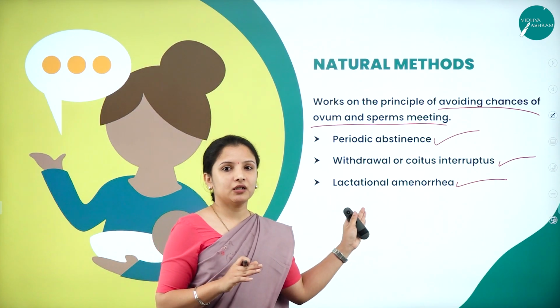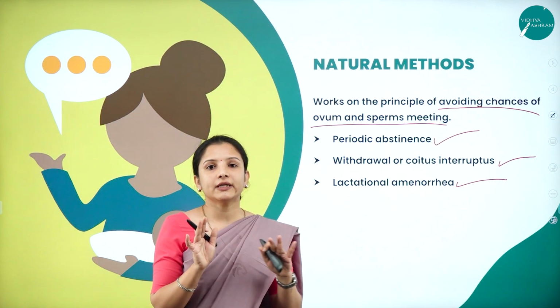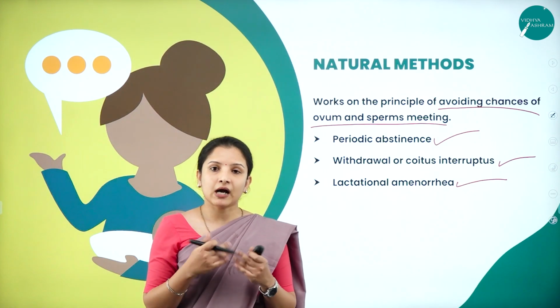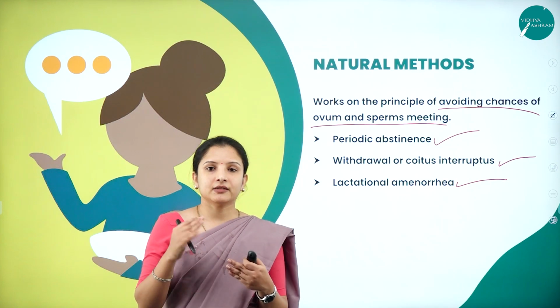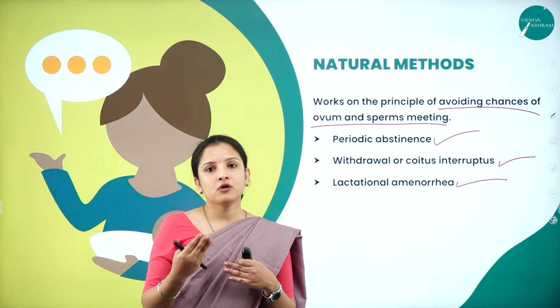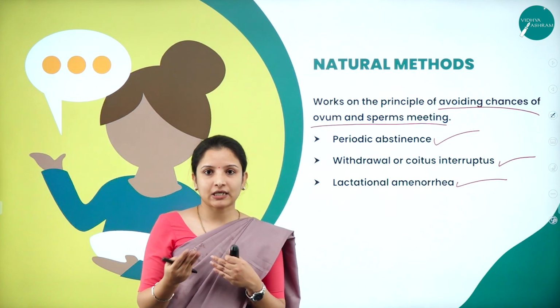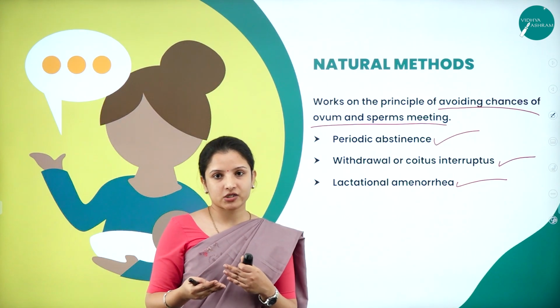So this particular natural method of contraception is only temporary. It is for 6 months. After that, the prolactin production will become less. Therefore, the gonadotropin hormone level will increase, and therefore the ovum production will start in the ovary. The egg production or the ovum production will start.